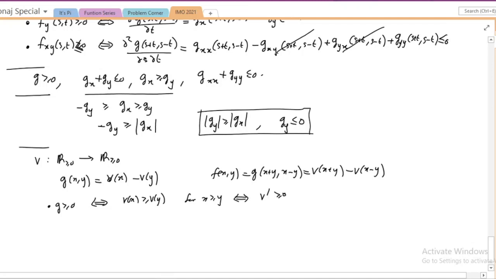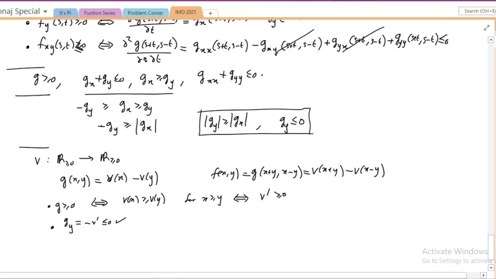Okay, so that's what the first one breaks down to. The second one, or the next two, so we have g of y is less than or equal to 0. g_y, when we differentiate with respect to y, is less than or equal to 0 always. So g_y is equal to, the first term vanishes, we have minus v prime less than or equal to 0. So this part is fine, we already had this before.